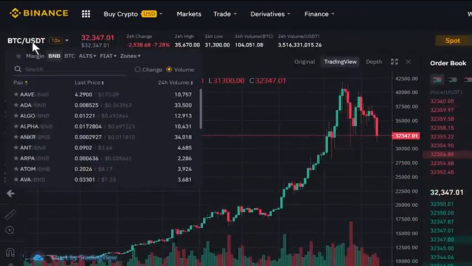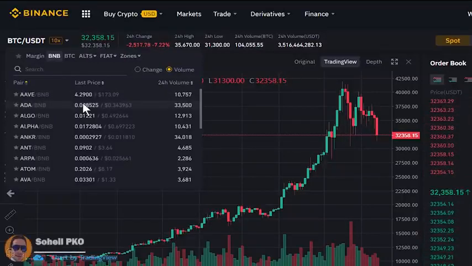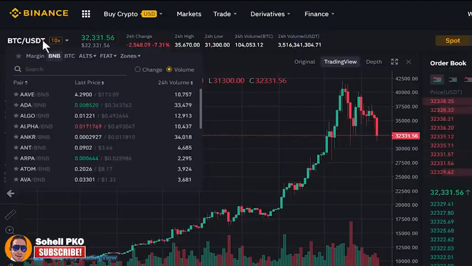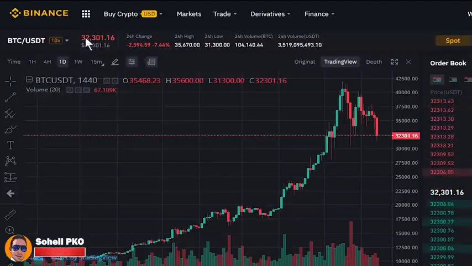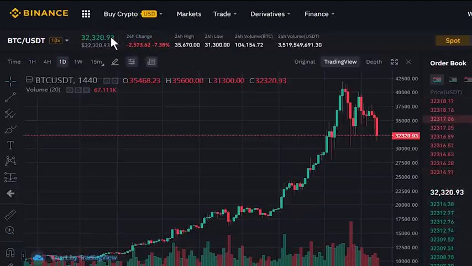Here above the chart, you can choose the coin that you want to trade, and they are in the form of pairs. Every asset that you trade here is in a pair. You're going to give something in exchange for receiving something else. All right, for example, here Bitcoin to Tether is selected, and this is the price. 1 Bitcoin equals something like 32,000 Tether.